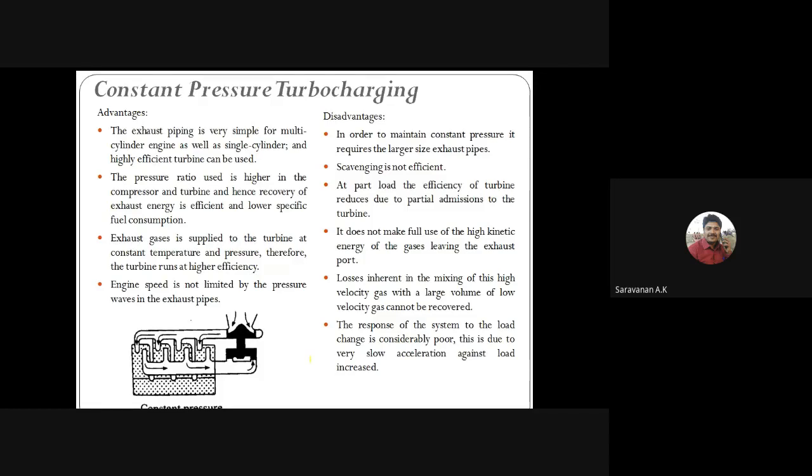The pure reaction turbine can be used here. Do you know what a reaction turbine is? What is an impulse turbine? Have you studied all that or not? Reaction turbine and impulse turbine.